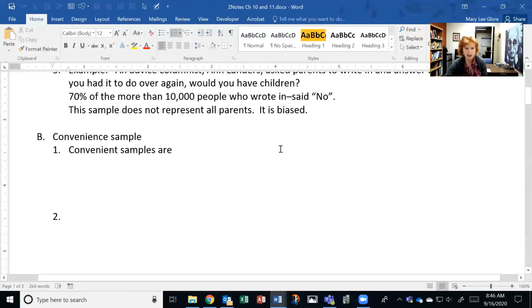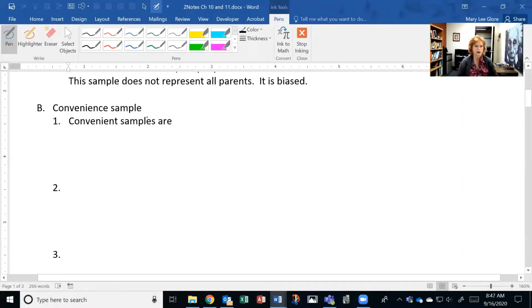And a convenience sample is what you would think. So convenience samples are samples where we include individuals who are convenient for us to sample.